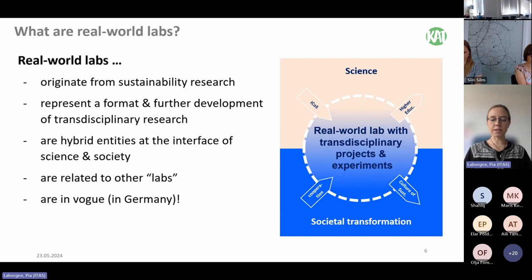Real-world laboratories conduct science in and with society. So it's about testing new ideas, inventions, and solutions, and further developing them under real-life conditions. And to this end, relevant social stakeholders and those who may be affected are directly involved in the work of a real-world laboratory and in transdisciplinary processes.